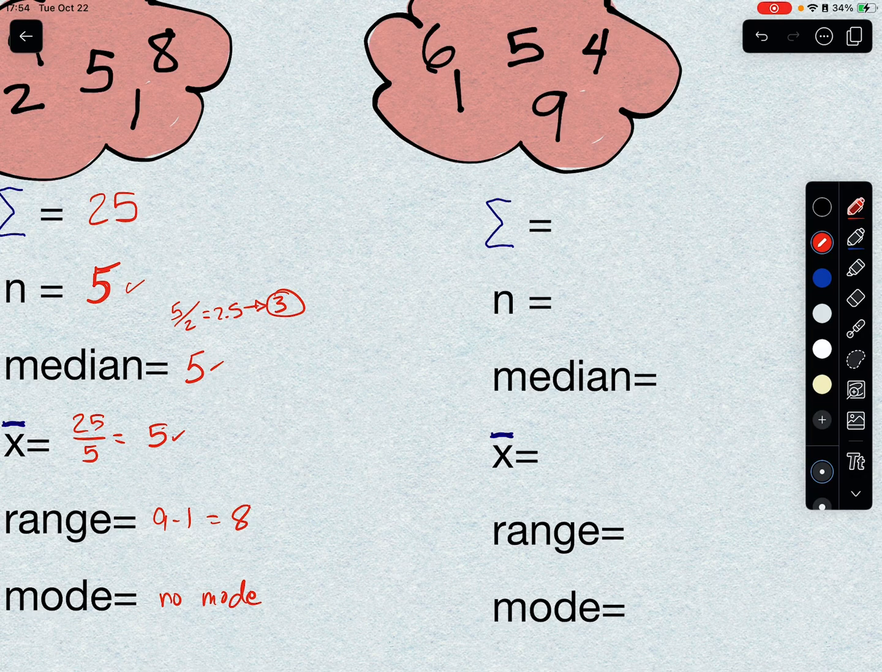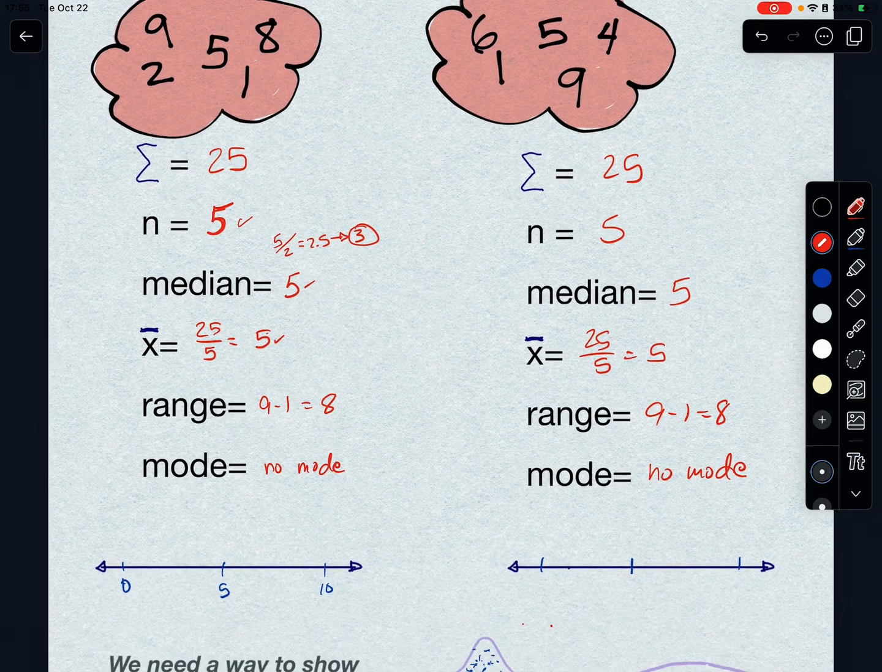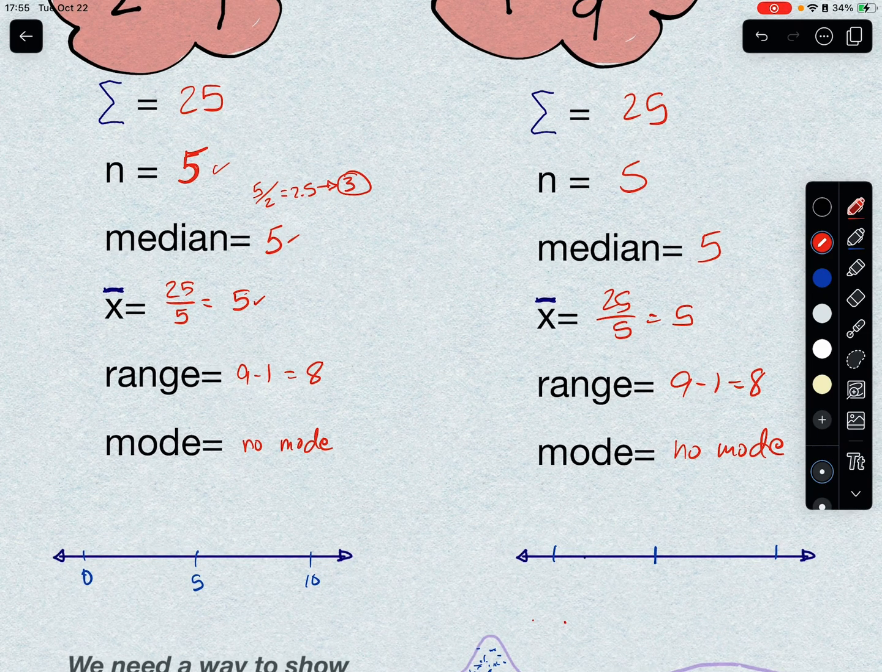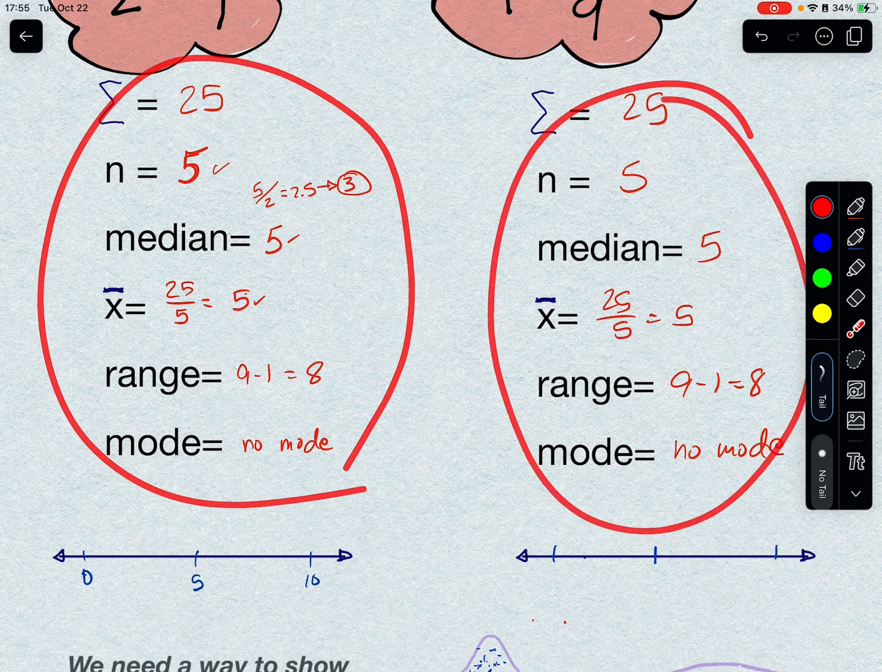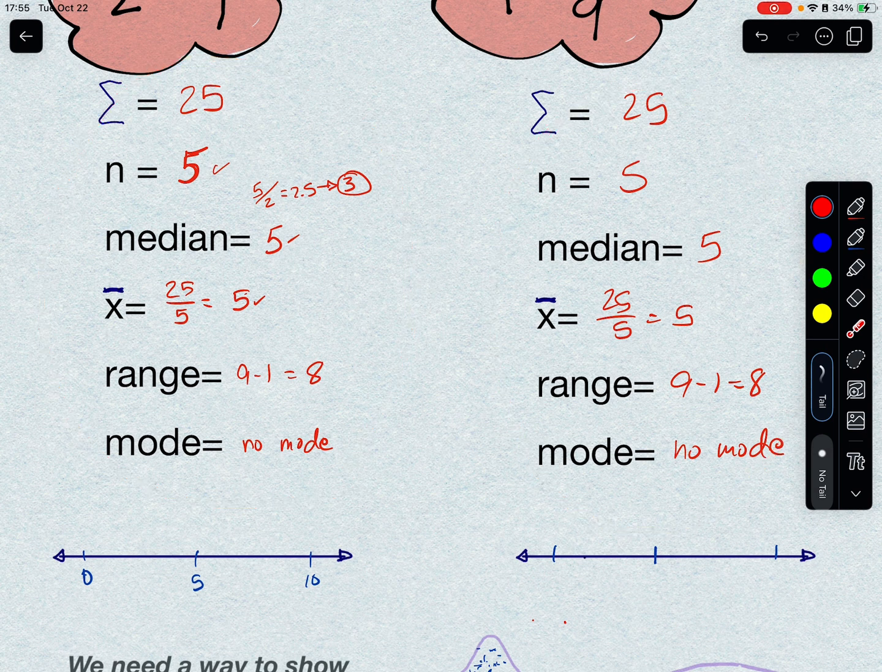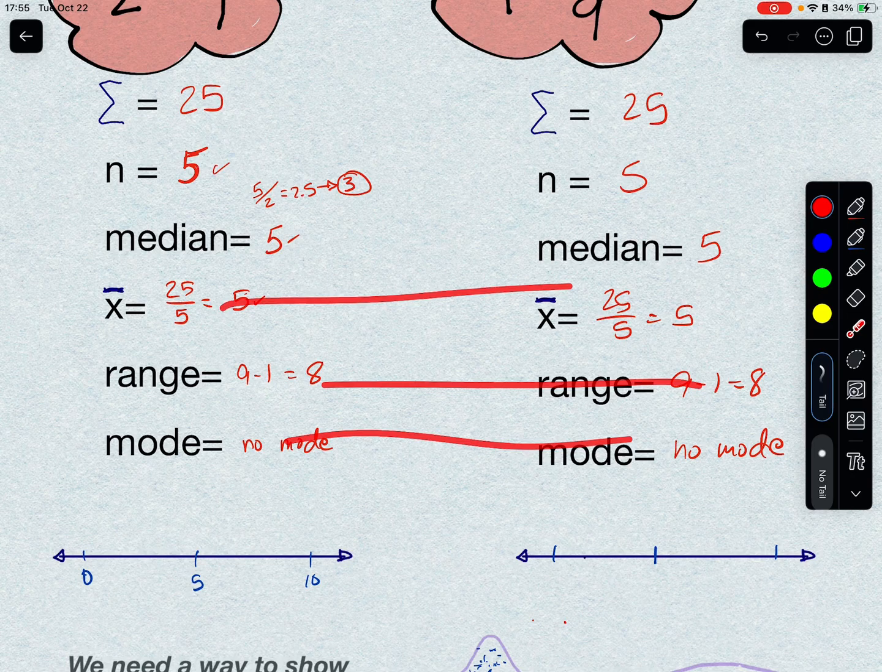All right, and you're back. Sum is 25, n is 5, median is 5. 25 over 5 is 5. Range, same thing. No mode. Okay, boom. We look at these summary datums and we say, oh, look at that. That and that are almost identical. In fact, I don't see any difference.